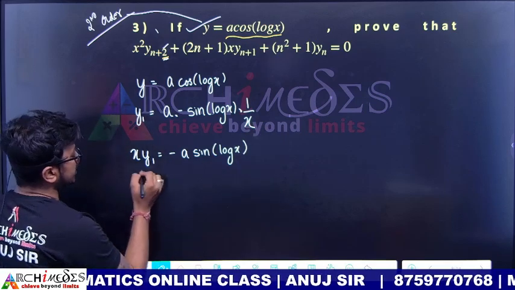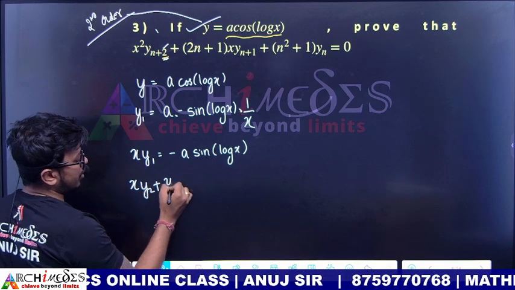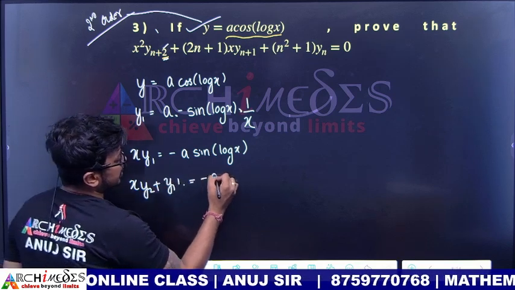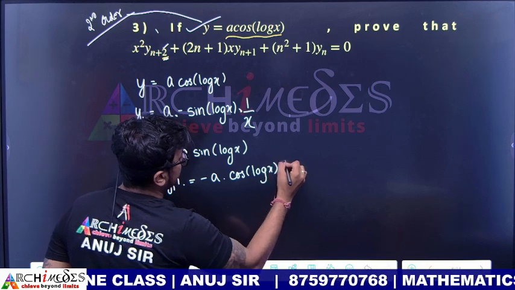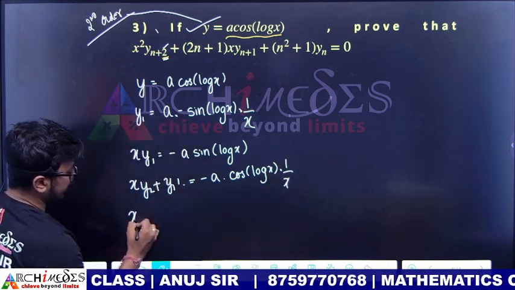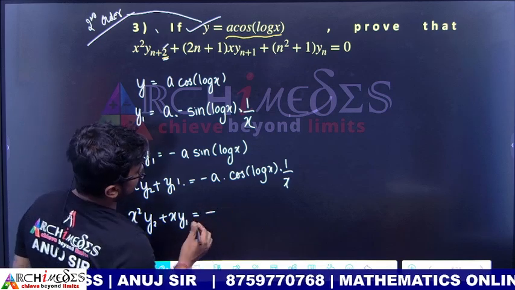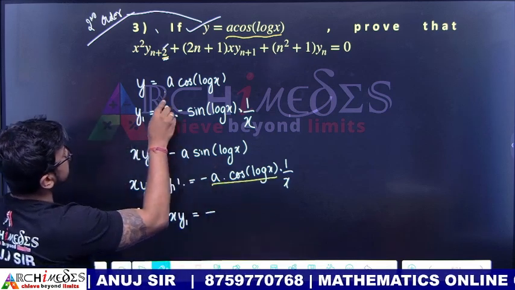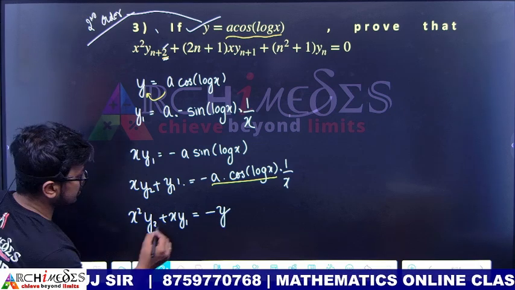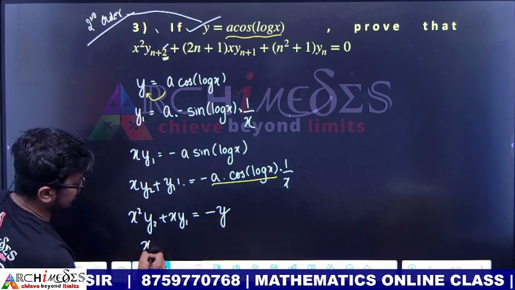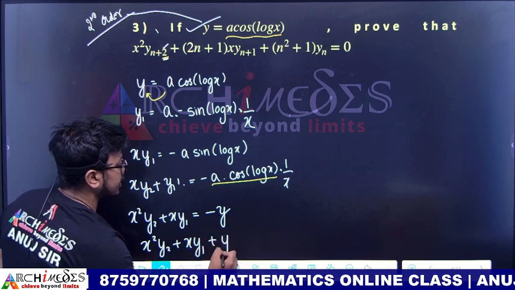Again differentiate one more time because I need a double order derivative. So x, this is y2, applying u into v, plus y1 d/dx of x is 1, equals to minus a, d/dx of sine x is cos x. Again applying chain rule in the log x, 1 by x. So cross multiply it. So you are getting x square y2 plus x y1 is equal to minus, isn't it? Can we write this part as y? Check it. Clear? So that means this x cross multiply x square, so this is your second order derivative plus y is equal to 0.